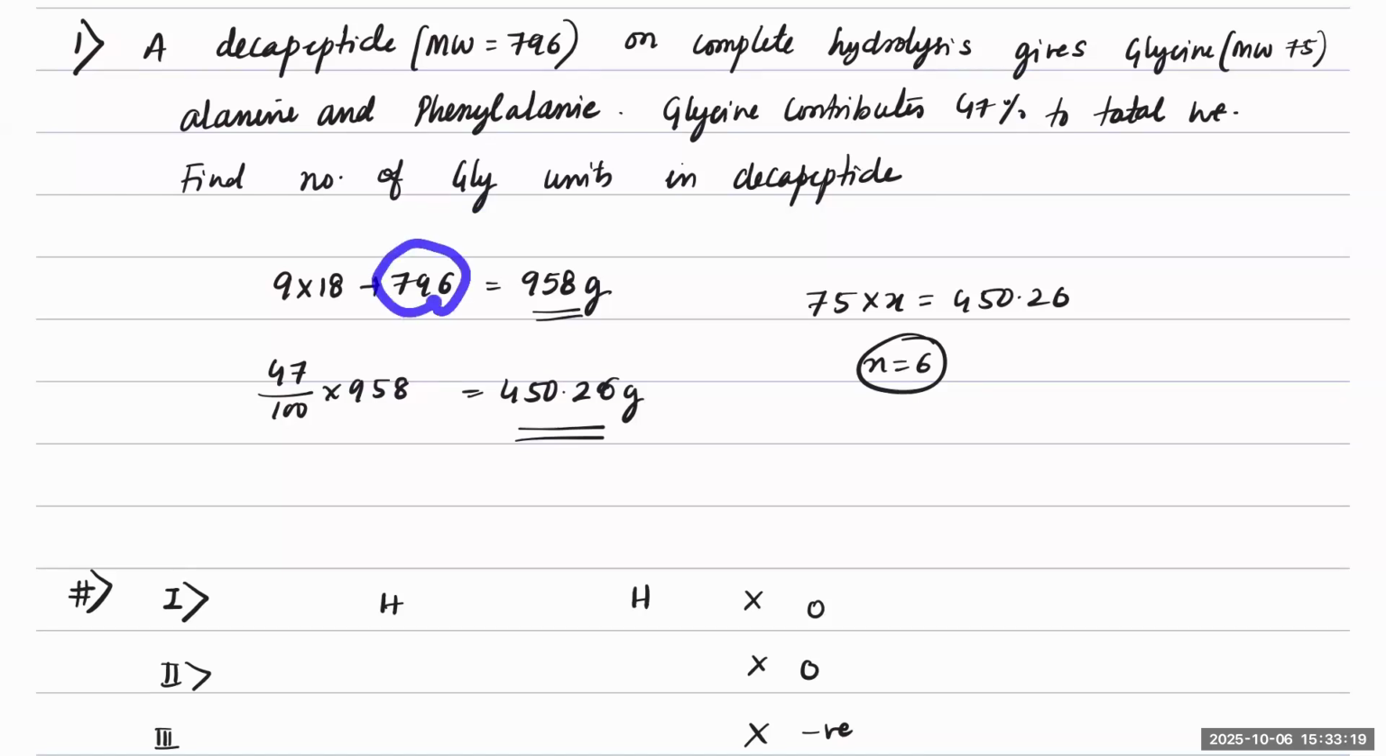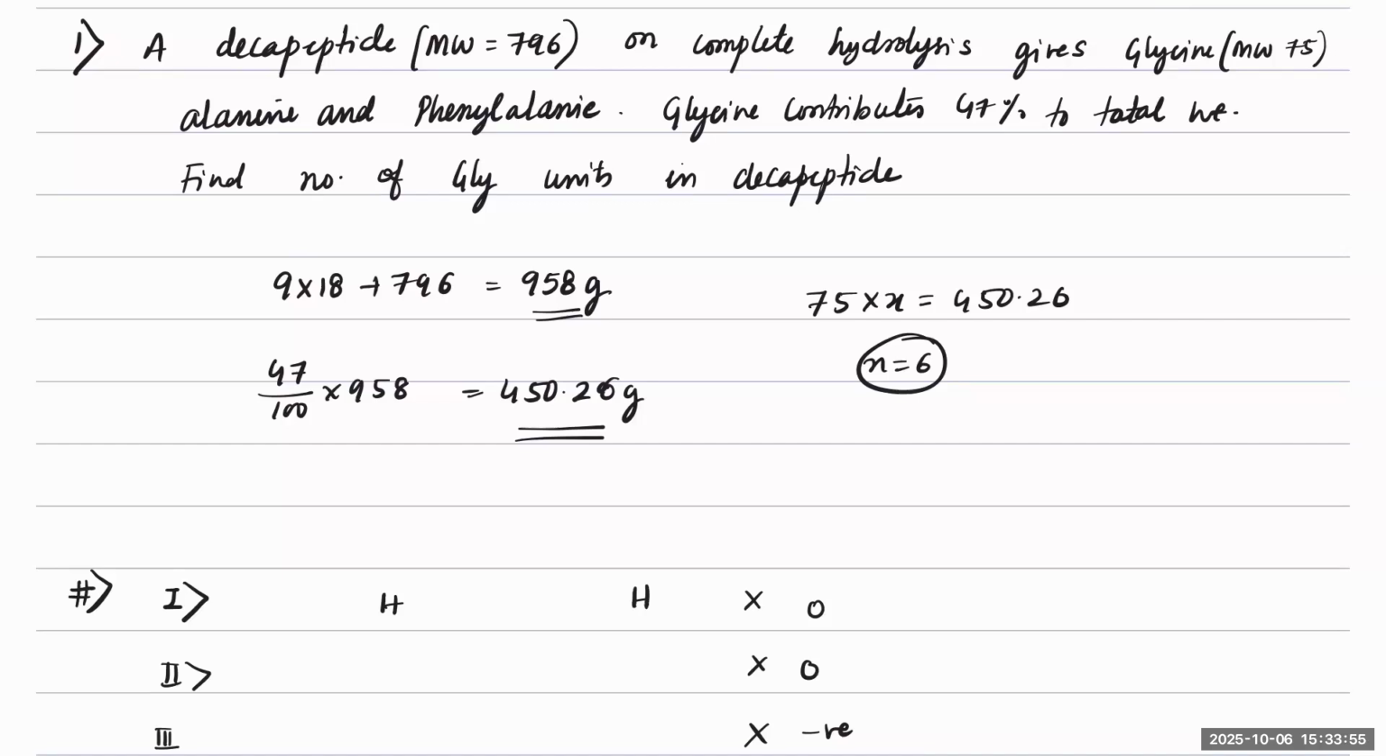You know that 796 is the decapeptide molecular mass given. But when you hydrolyze that, you are refilling all the peptide bonds with water molecules. For a decapeptide, how many peptide linkages will we have? 9 linkages. And on 9 linkages, you are adding a water molecule each. So this is the total mass of alanine, phenylalanine and glycine together. Correct? That is the total mass.